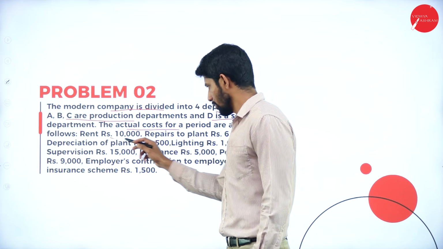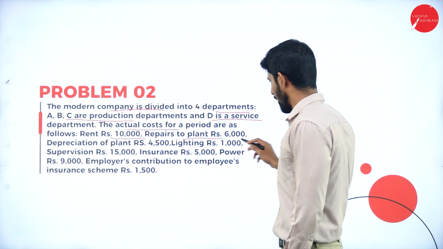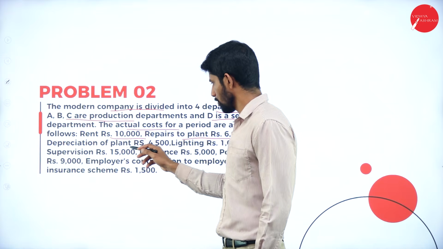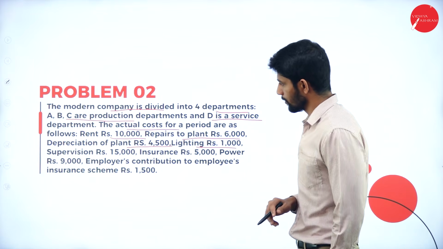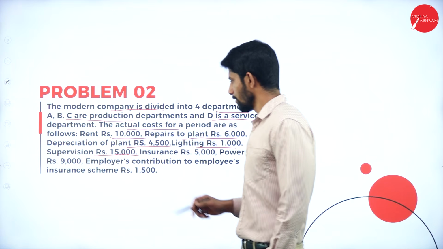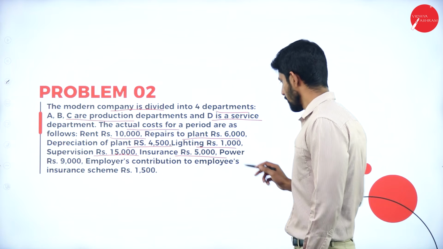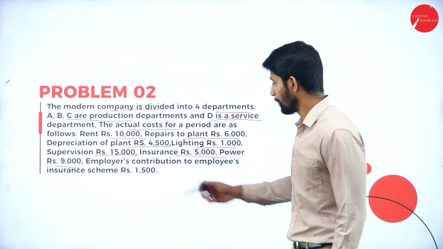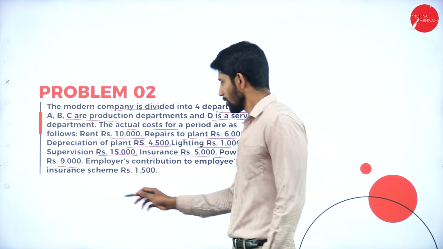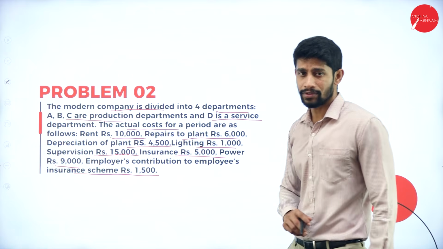So rent is how much? 10,000. Repair of plant is 6,000. Depreciation of plant is rupees 4,500 and lighting is 1,000. Supervision 15,000. Insurance 5,000. Power it is 9,000. Employer contribution to employees for insurance scheme 1,500.